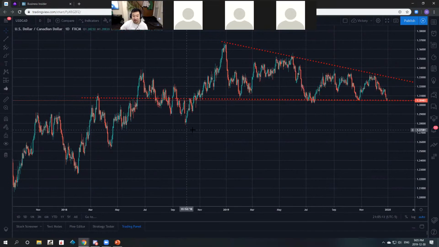I think it's going to go to this area right here, around 128, which is about 2.5 cents away. So I think there's merit for a large move like that. Okay.